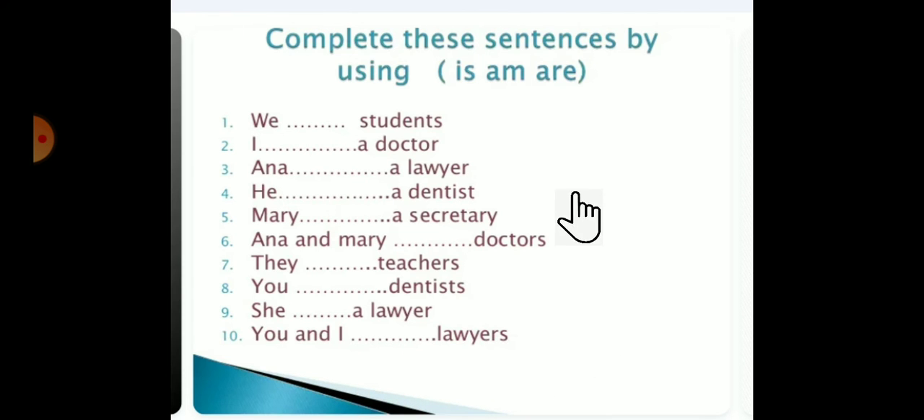Understood, student, how they have used is, am, are in these sentences. So student, by my explanation, fill in all these blanks, okay, by writing the sentences in your grammar notebook. Understood? So let's begin with another slide.